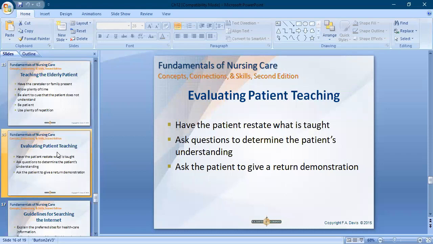When we go through teaching, we try to print something in their mind, right? We try to convey some message to them. When we ask, we can get the level of understanding, right? If they do not understand, we redo it, we reinforce it. Ask the patient to give a return demonstration, so we can easily find out whether they get it or do not get it.